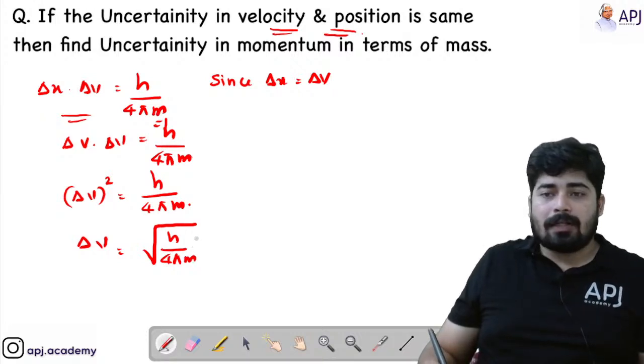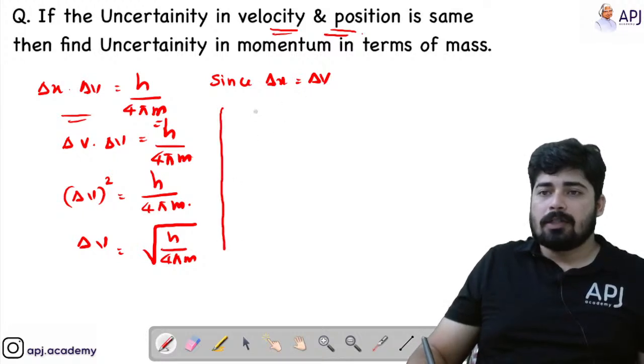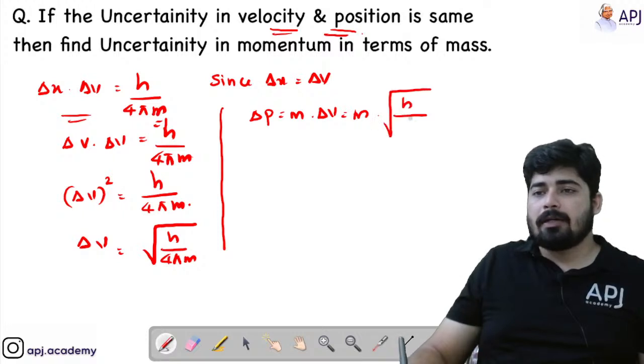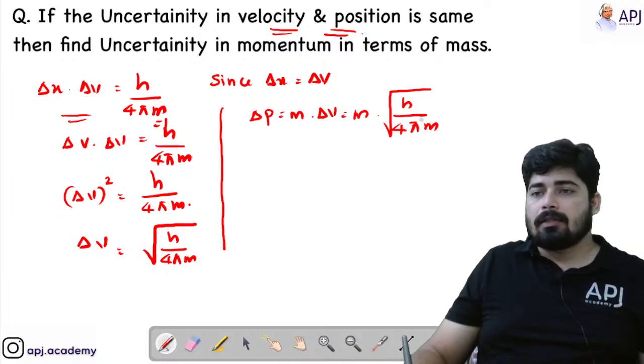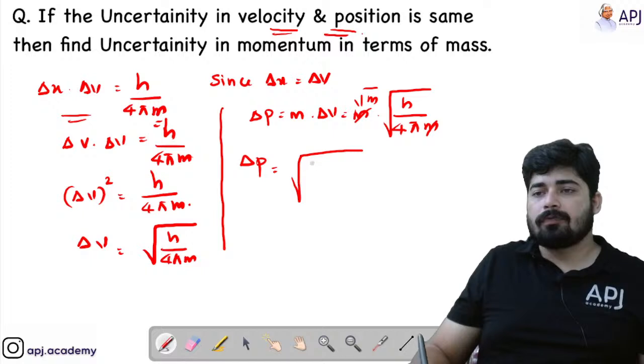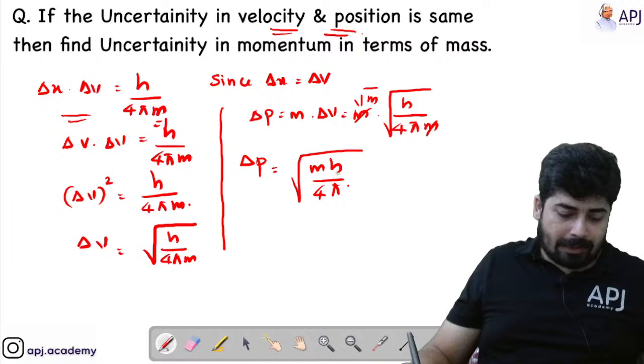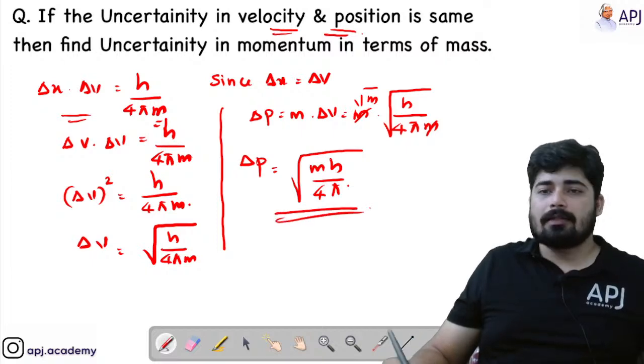Now you are asked to find the uncertainty in momentum in terms of mass. So Δp = mΔv. Substituting the value of Δv, we get m × √(h/4πm). You can cancel, and this will become √m. So Δp = √(mh/4π). As simple as that. It's a very good question.